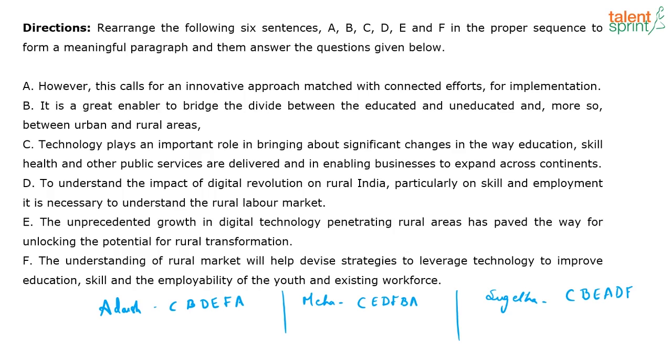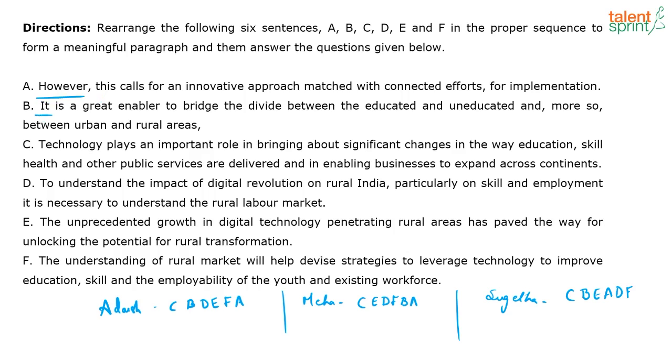Technology plays an important role in bringing about significant changes in the way education, skill, health and other public services are delivered and in enabling businesses to expand across continents. Why have we all unanimously chosen C as a topic sentence? Obviously because A starts with an antonym hint word, however, and then B has a pronoun, it.